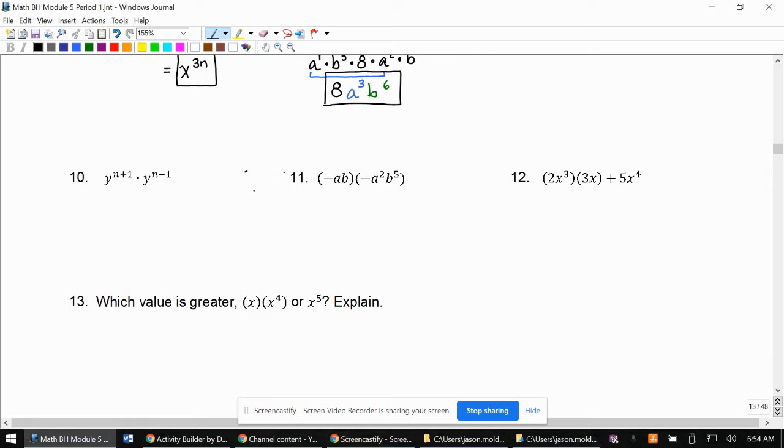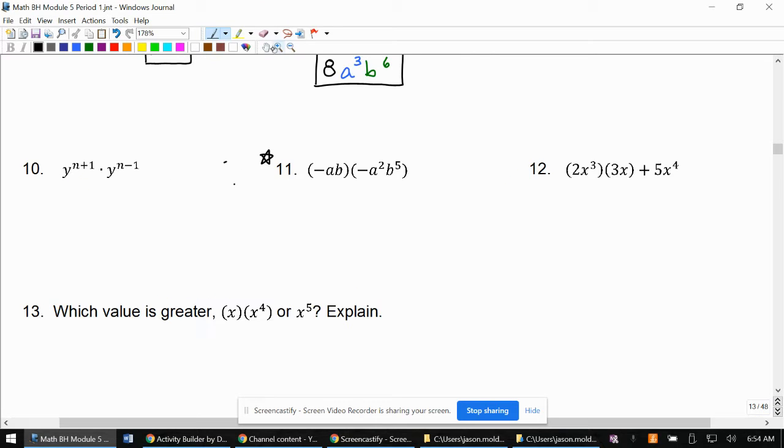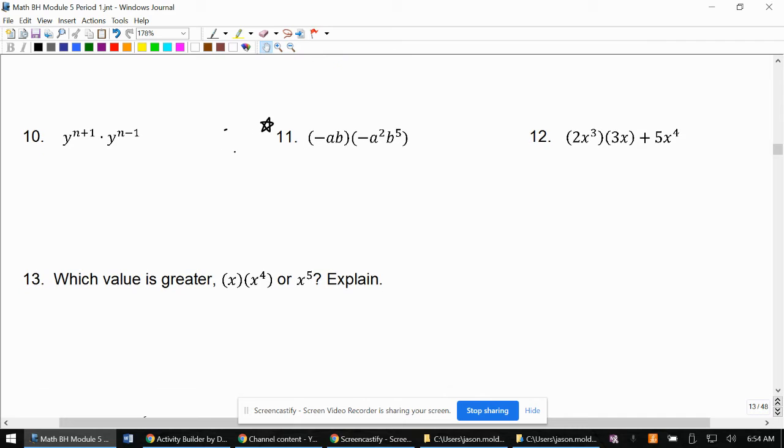Number 11. I would star this one. It's a tad tricky, even though maybe it doesn't have variables in the exponents or in the exponent spot. All right, we have, first of all, multiplication between these. We have some negative coefficients.